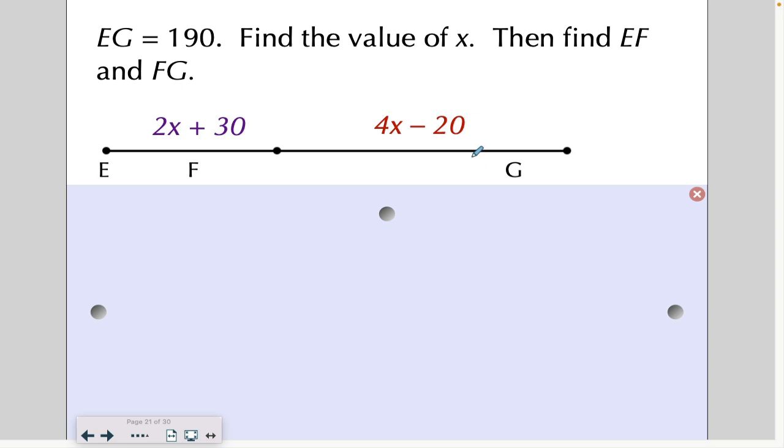Make sure you find EF and FG as well. Don't just find X. Find both segments as well.